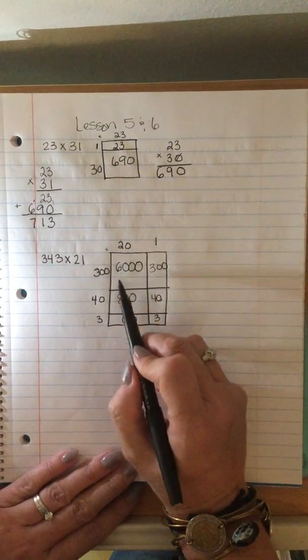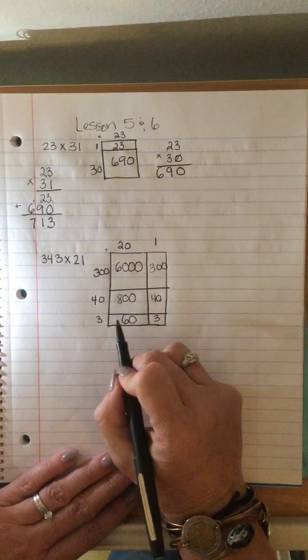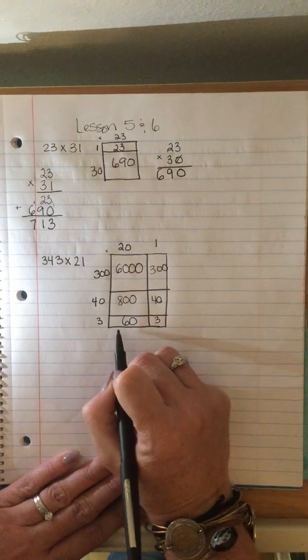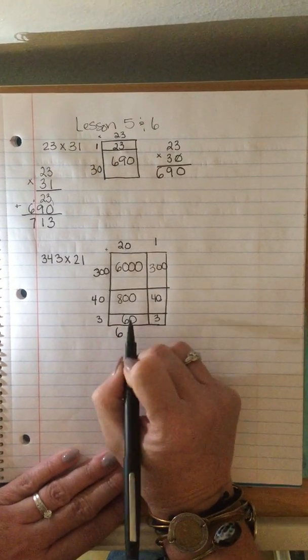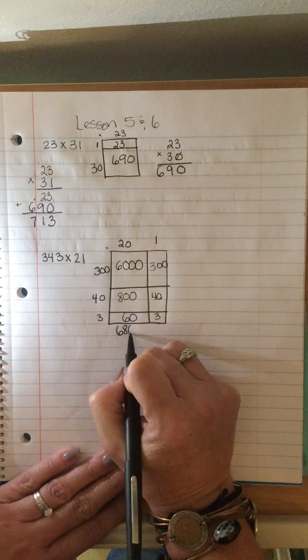But when I add all these, there's no regrouping. These are easy numbers to put together. And so here in this left column, I get 6,860.